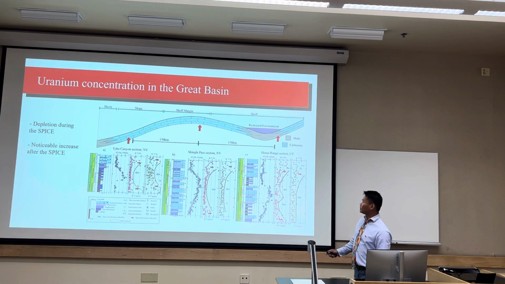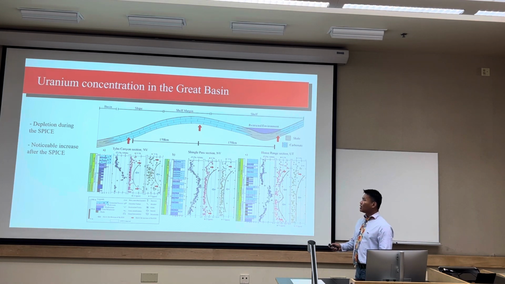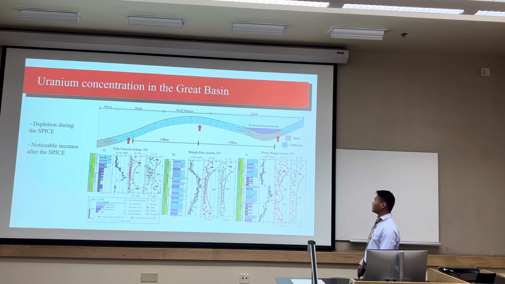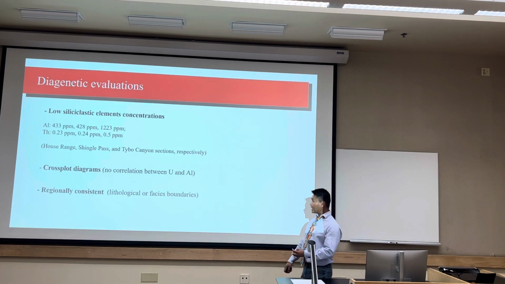We're going to look at the uranium, which is the red color here. We see some observations. We see depletion of uranium during the SPICE event. The uranium concentration shows an obvious decrease during the SPICE event, and then a noticeable increase after the SPICE event across the basin. They're all at different depositional depths, with really low concentrations during the SPICE event and an increase across the basin after it. Of course, again, we're going to deal with the siliciclastic contamination.